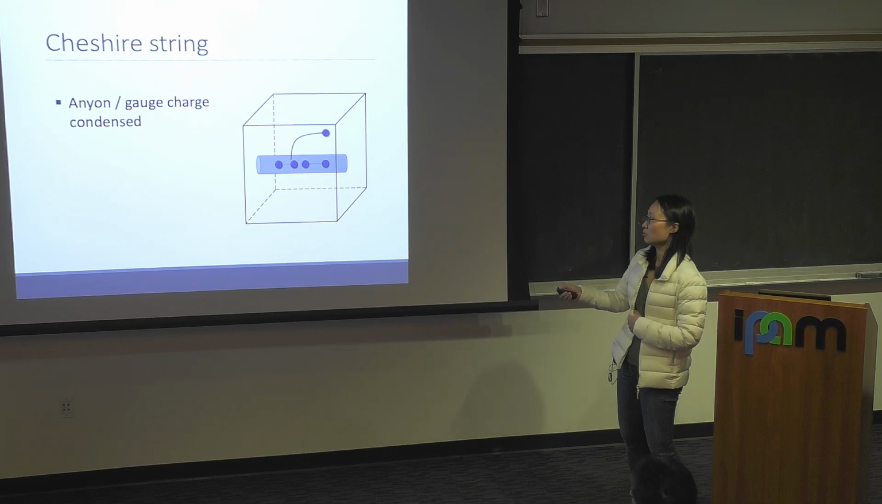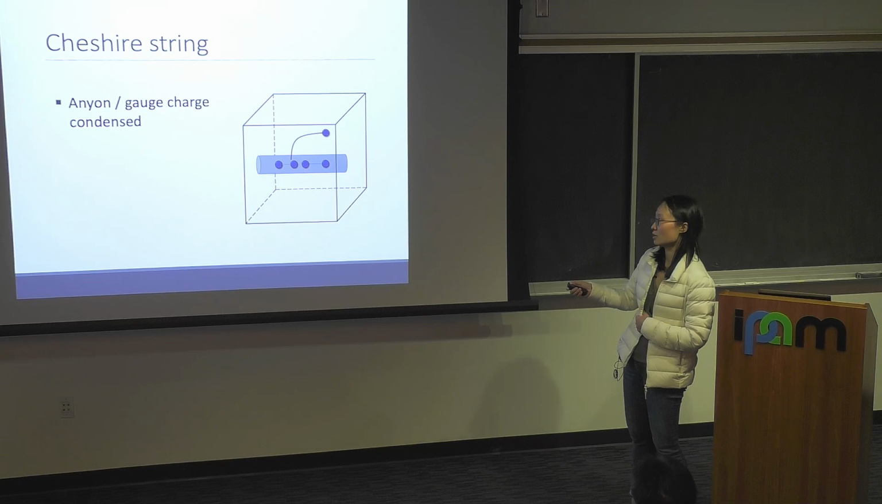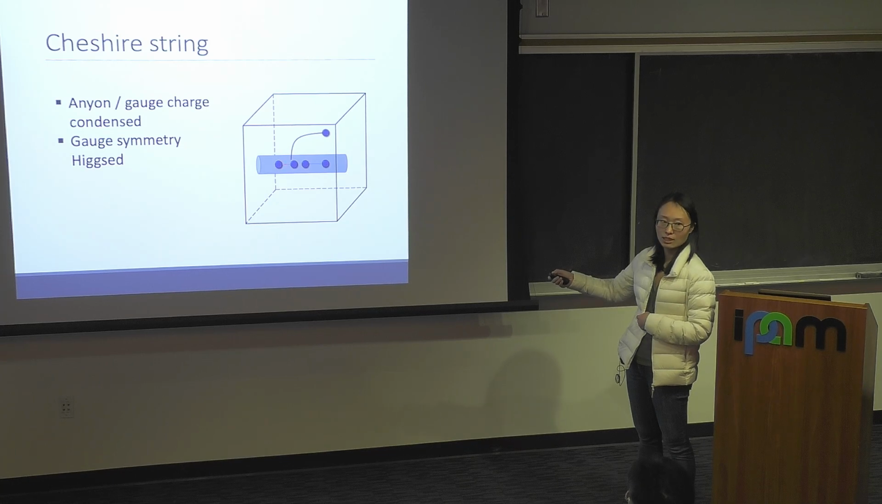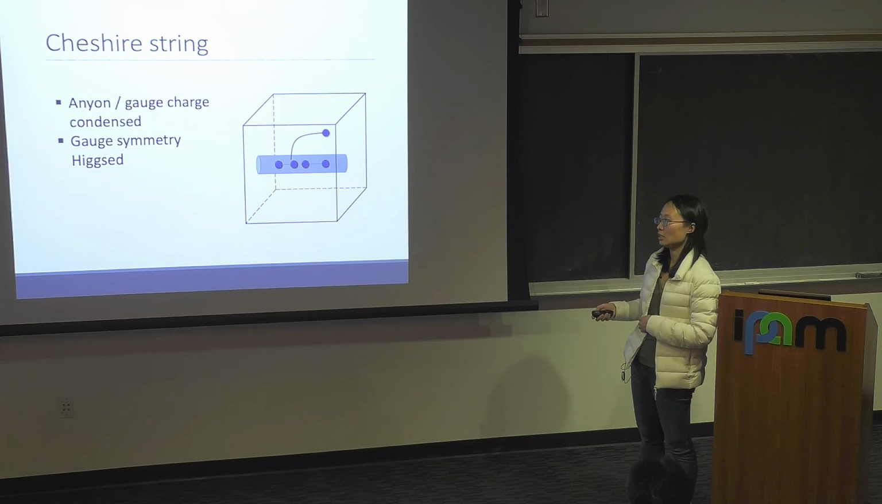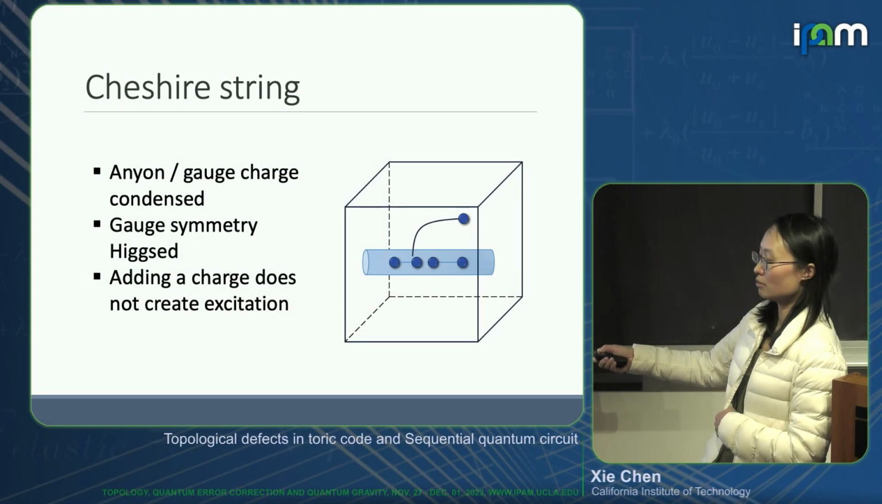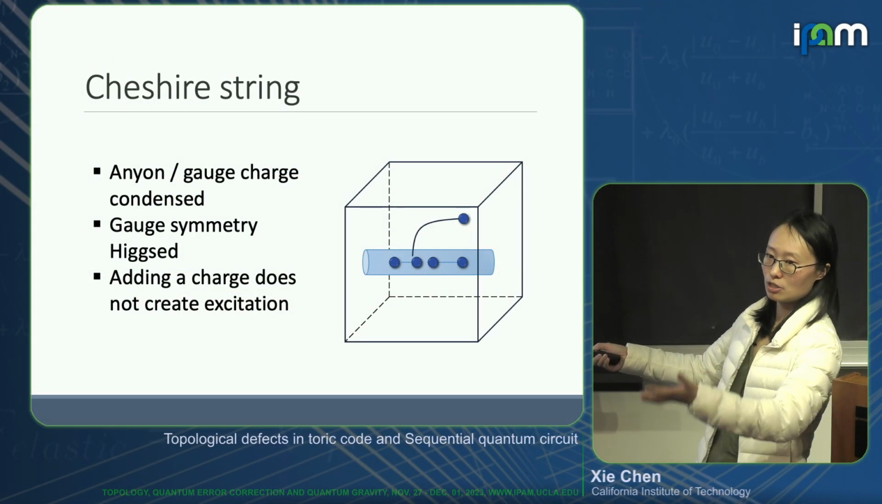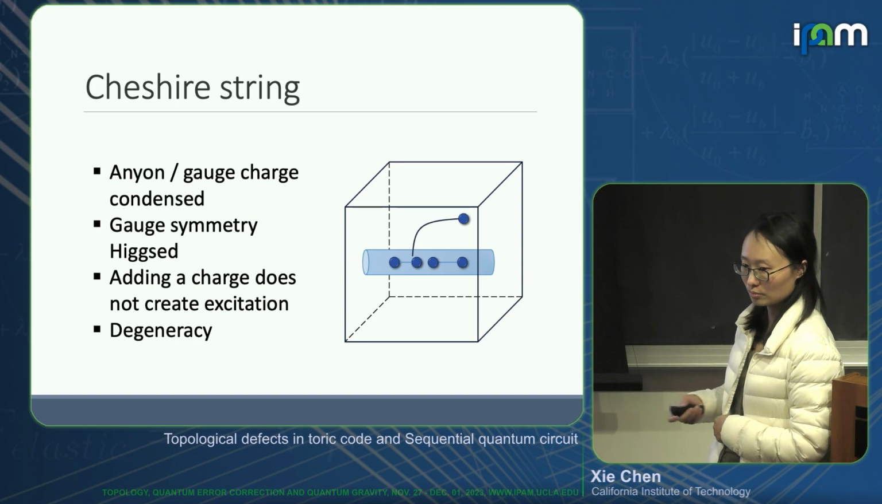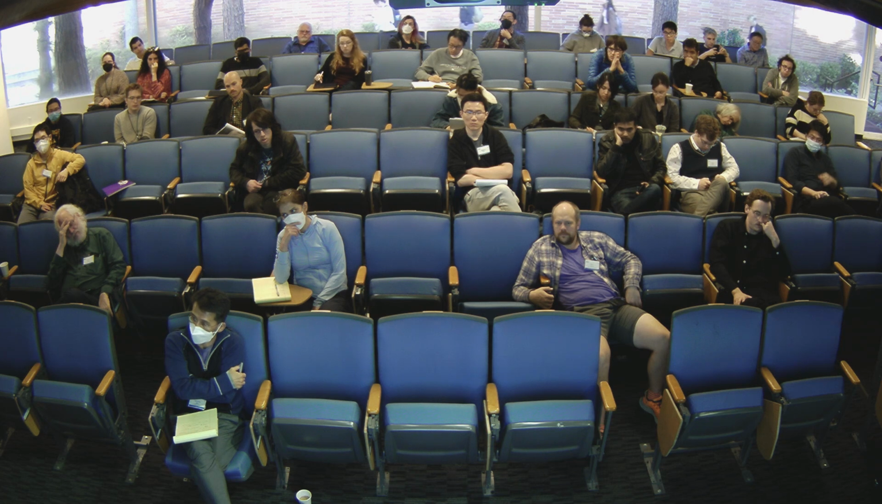It's basically a condensation of anyons or of gauge charges, and when the gauge charge is condensed, another way of saying it is that the gauge symmetry is Higgsed. Equivalently, there's a symmetry breaking going on for the Z2 symmetry group. And adding a gauge charge does not create a local excitation anymore. It just toggles between the two degenerate ground states.